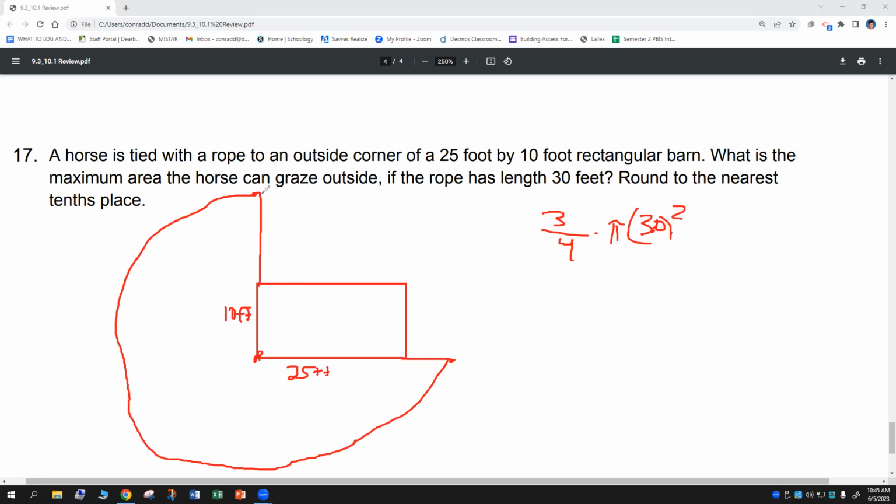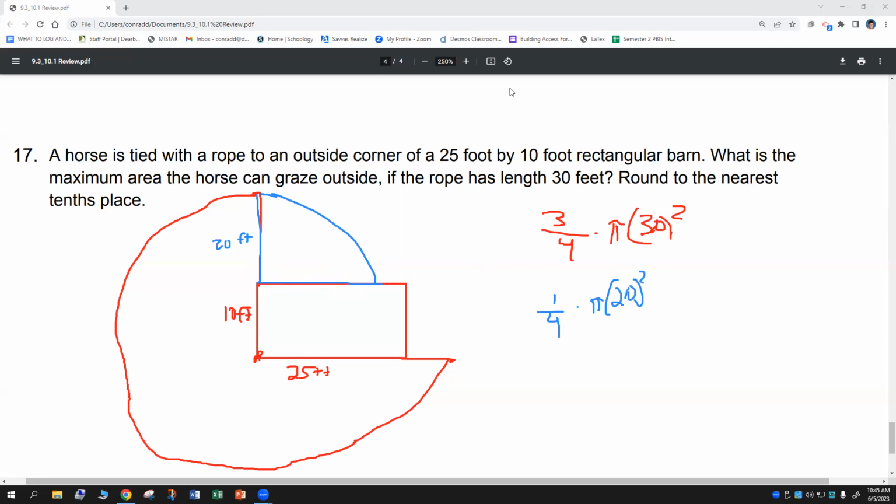All right, we're going to have another quarter circle here. So the rope is 30 feet long. 30 minus 10 is going to give us 20 feet. So we have 20 feet of extra rope. 20 should probably be about right here. Okay, so the radius of this one is 20. So it's a quarter circle. So 1/4 times pi times 20 squared.